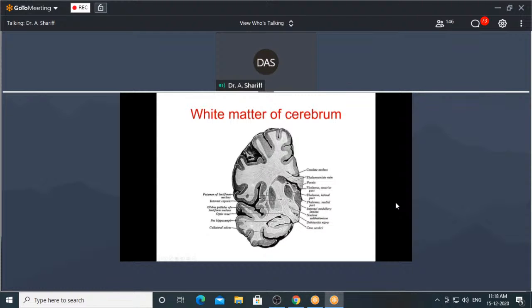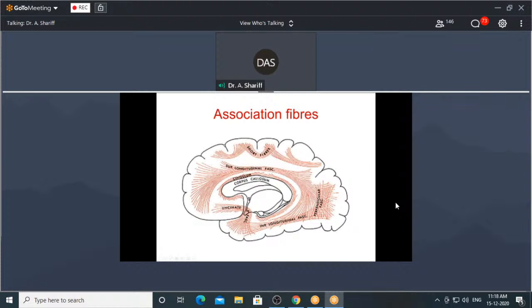Now there are fibers which are connecting adjacent gyri. For example, this is one gyrus and this is another gyrus, and this is the sulcus between the two gyri. The neurons of this gyrus are connected to the neurons of the adjacent gyrus, and those are called the short association fibers. Now association fibers are the fibers which connect the centers on the same side of the cerebral hemisphere.